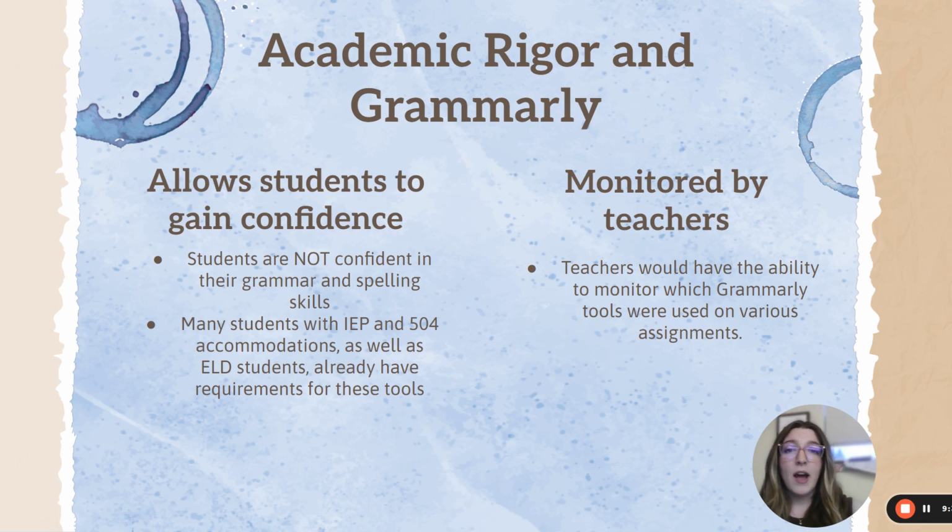Additionally, many students who have IEP or 504 plans already have similar accommodations in place, and this would allow those accommodations to be met more efficiently. Similarly, ELD students could really benefit from this program because it would be suggesting what their language should actually look like and helping them learn to recognize that. Grammarly can also be monitored by teachers and by you, the tech department, on a district level to see what tools are being used and how they're being used. So there is the monitoring there to make sure that Grammarly is being used appropriately and responsibly by both staff and students.